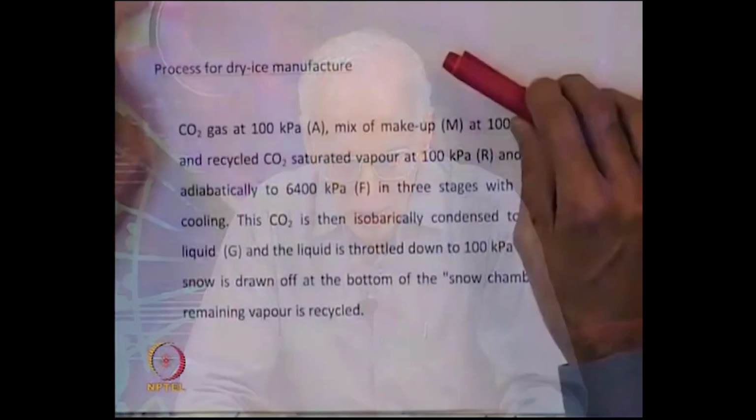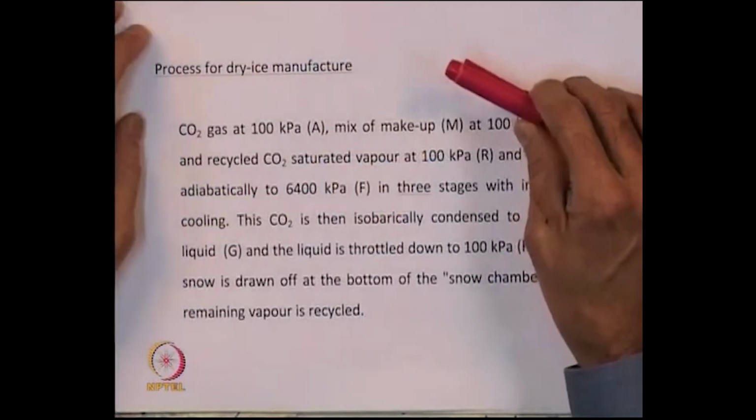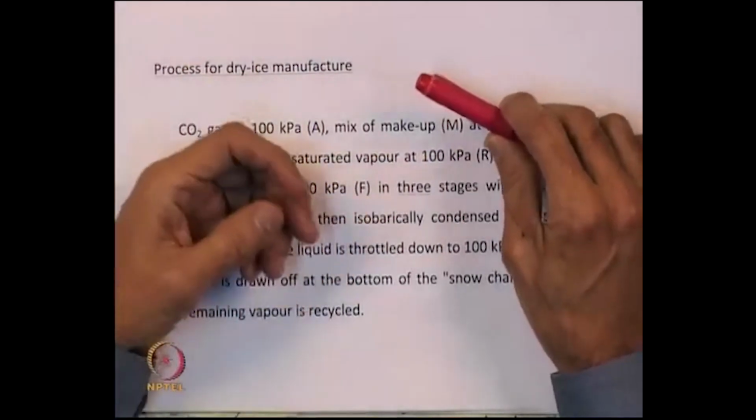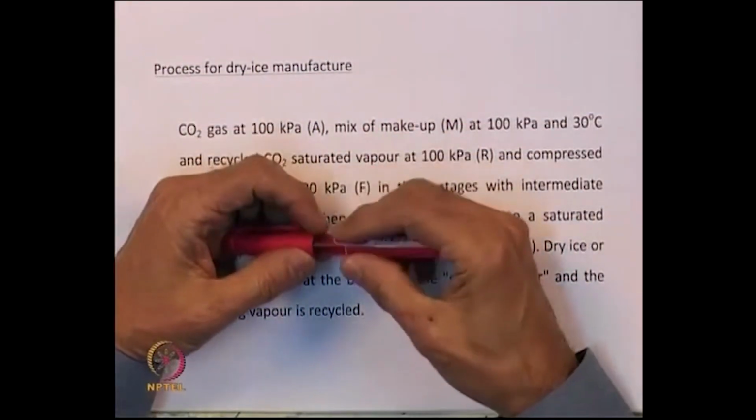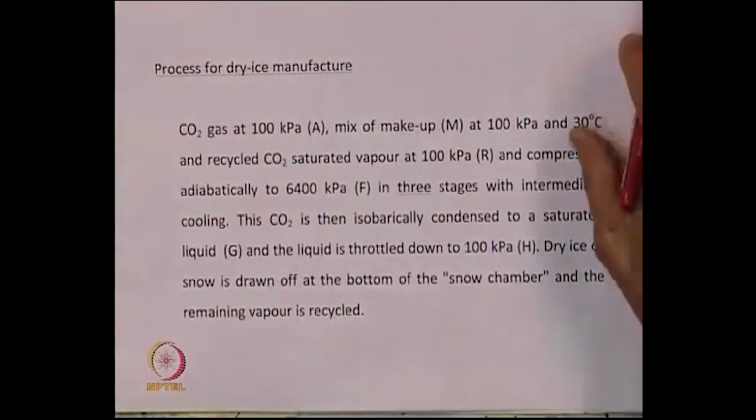Today we will discuss a thermodynamic analysis of the process for the manufacture of solid carbon dioxide or dry ice as it is called. I want to illustrate the use of the pH chart. We have already discussed the chart in theory. This problem solving session will illustrate how the pH chart makes life very easy to do such an analysis.